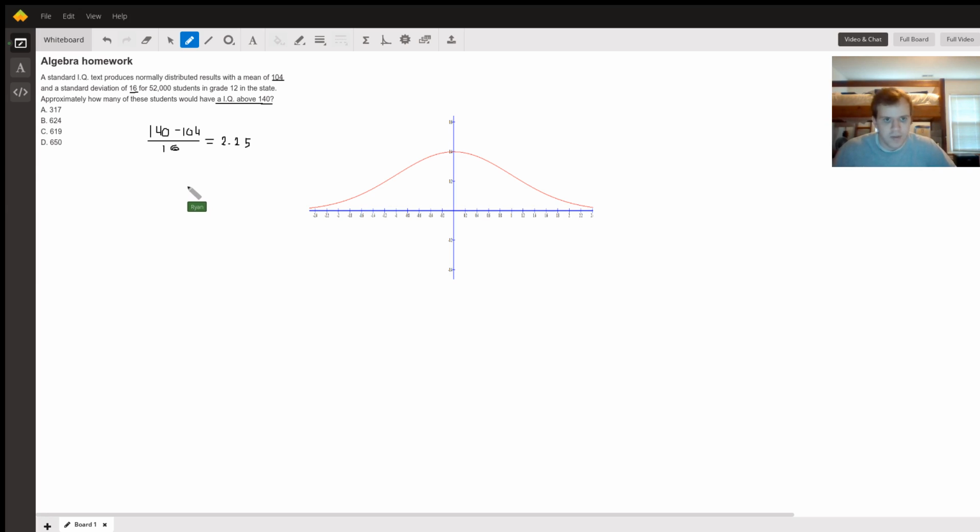And if you just reference a lookup table, then the number that they give you, I guess they give you the number below. And we could just do 1 minus that for above, because the probability under the whole normal distribution is 1. So the probability of being below is 0.988.